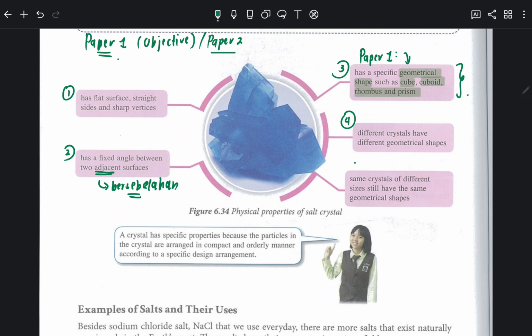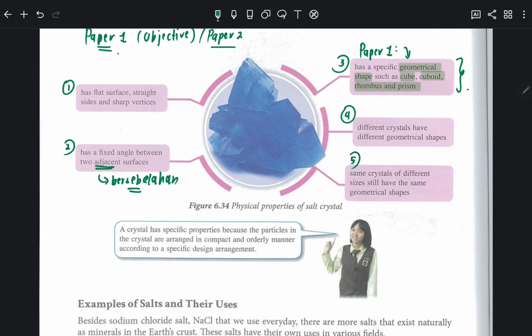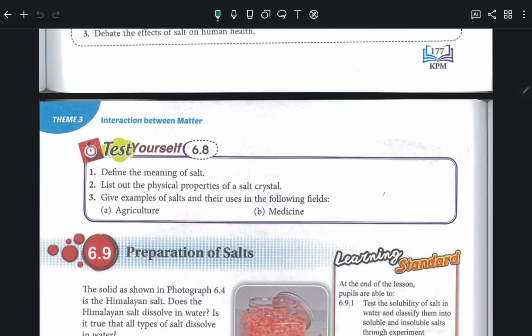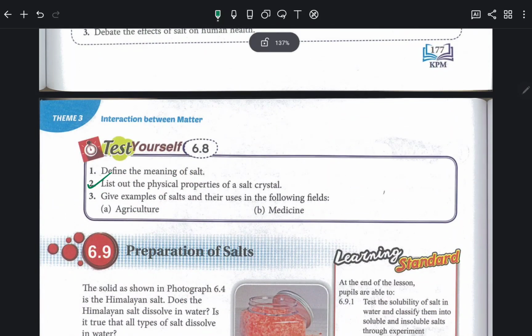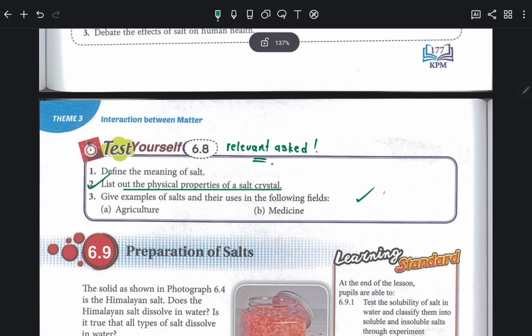So your duty is to memorize all these 5 because this one has been asked in the textbook as a question. List out the physical properties of salt crystal. So whatever questions that they ask in the textbook, it is very relevant to be asked in exam. Relevant sangat untuk asked in exam. So nak tak nak, you kena juga understand this one.